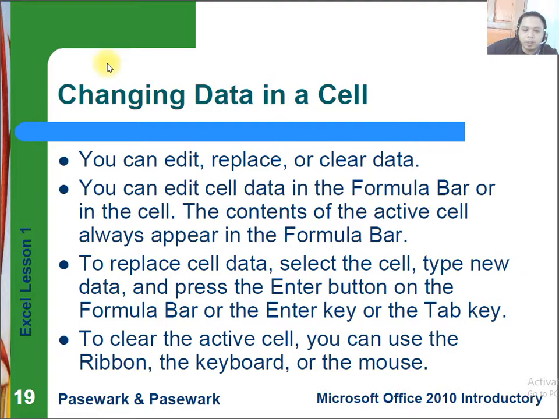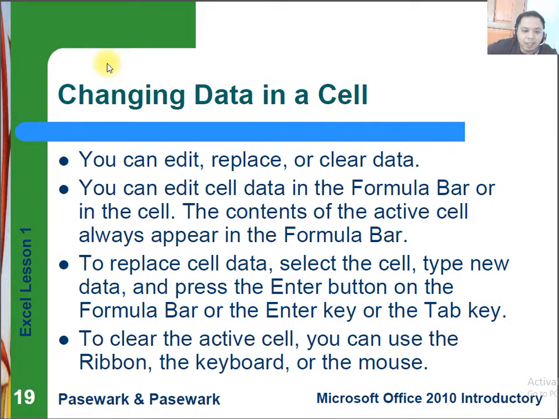Okay, for example, nakasulat yung pangalan na Pedro, pero wrong spelling, naging Fedro, yung P naging F. Diba? Pwede mong i-edit yun. Click mo lang yung cell kung nasaan yung pangalan na Pedro, then doon sa formula bar, yung nasa taas, pwede mo na siyang palitan yung F sa P para maging Pedro na siya.